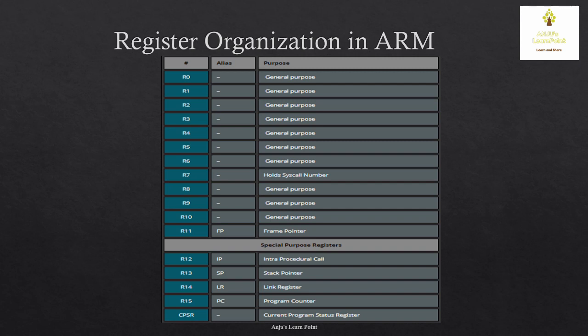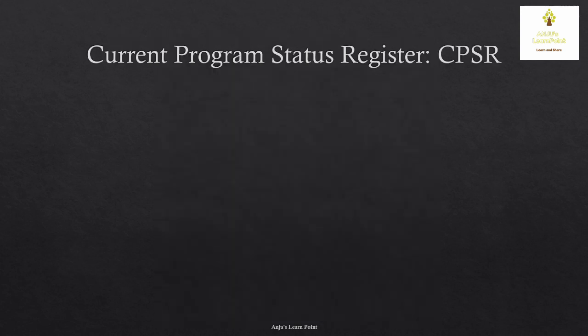That is, when a branch instruction is executed, the program counter holds the destination address. Then we have one of the most important registers, which is called CPSR or current program status register. So we will be seeing what all bits are there in CPSR in detail. Looking at CPSR, or current program status register.